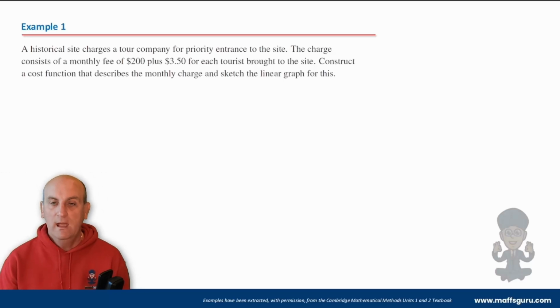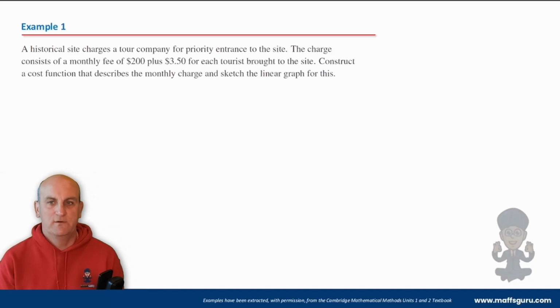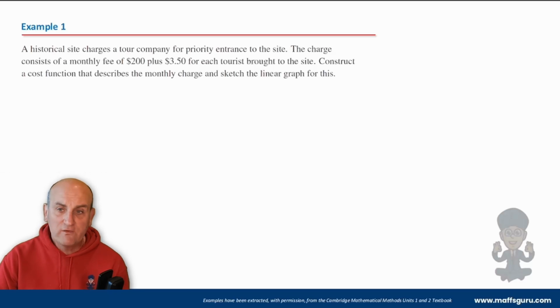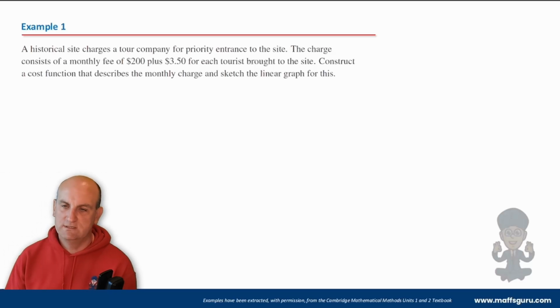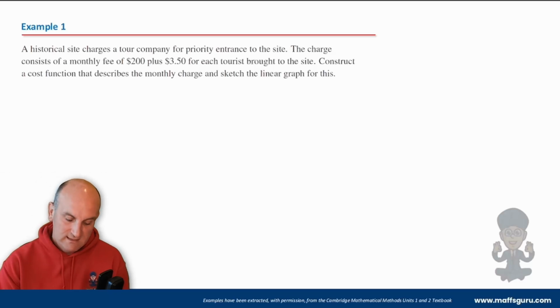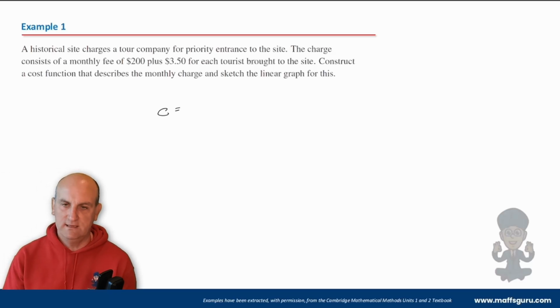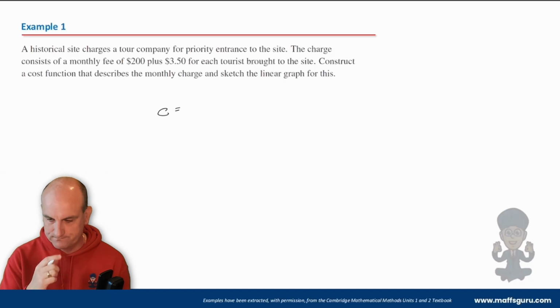A historic site charges a tour company for priority entrance to the site. The charge consists of a monthly fee of $200 plus $3.50 for each tourist brought to the site. Construct a cost function. Well, a cost function basically is a formula that just starts with C, because that's how much it's going to cost. Construct a cost function that describes the monthly charge and sketch the linear graph of this. Okay, construct a cost function.